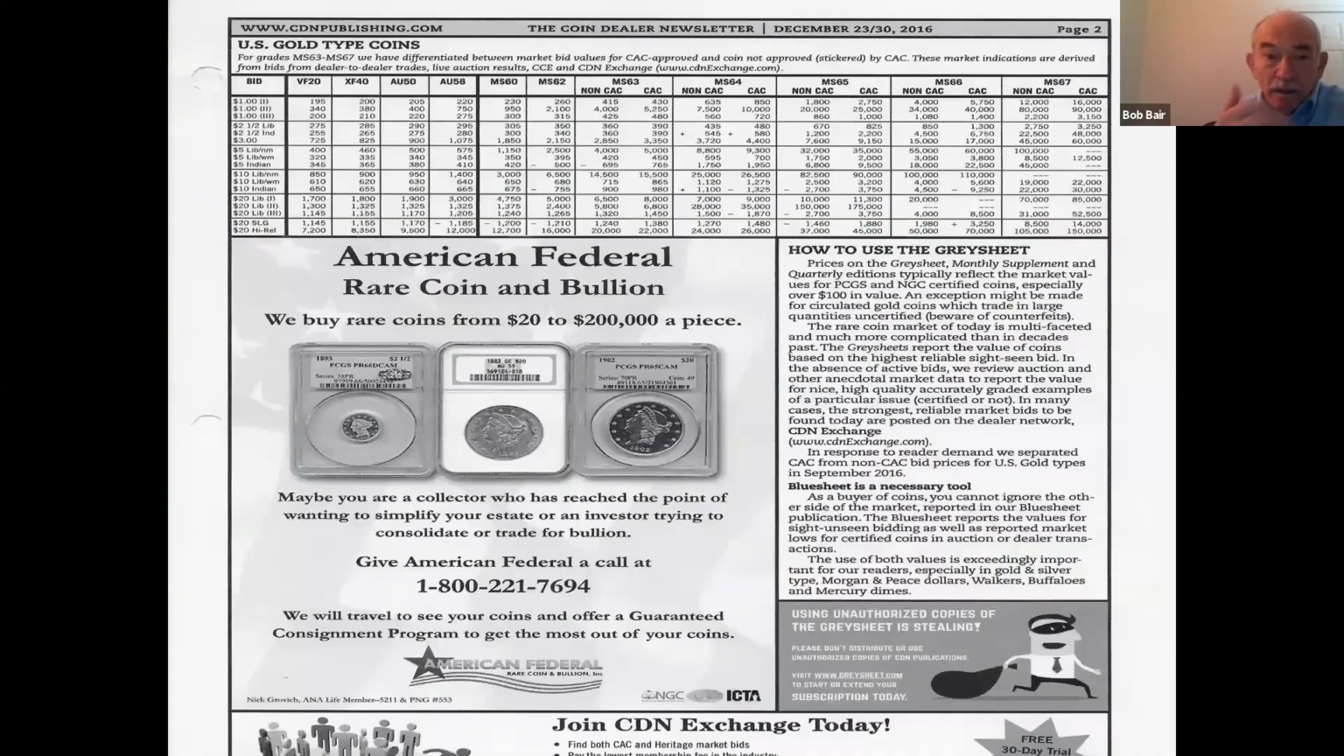Okay, here's where Gray Sheet began to acknowledge CAC. This is from December 23rd through 30th of 2016. It's US gold type coins. If you look at the MS 63, 64, 65, 66, 67 columns, there's a non-CAC bid price and a CAC price. You don't have to spend a lot of time looking at those. In every single instance, the CAC bid is higher.